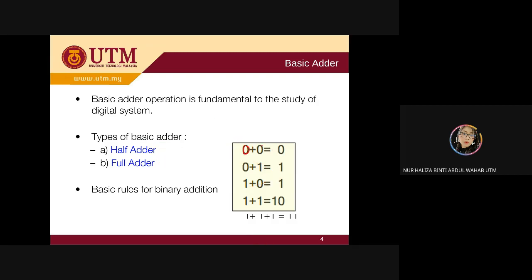0 plus 0, it is 0. 0 plus 1, it is 1. 1 plus 0, it will be 1. 1 plus 1, it will be 1, 0. All of this is sum. This is carry. And when you have 1 plus 1 plus 1, it will become 1, 1. 1 for the sum, 1 for the carry.